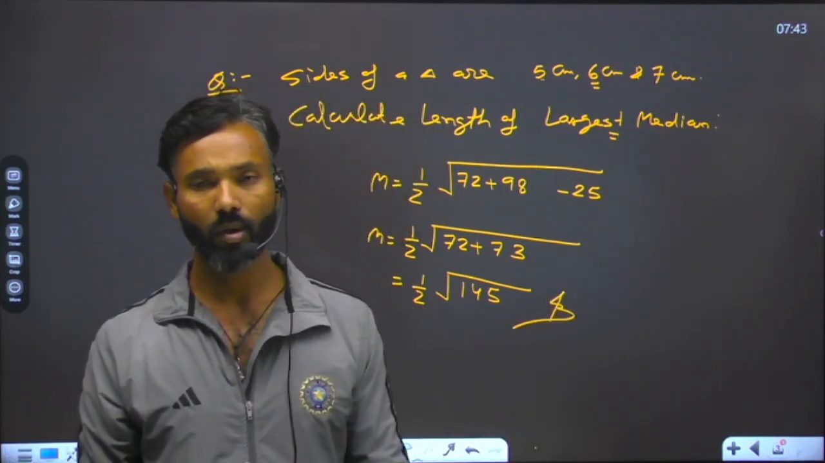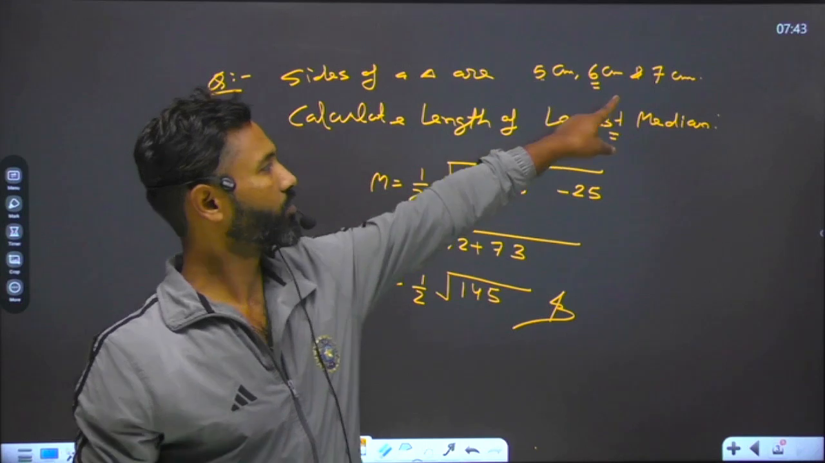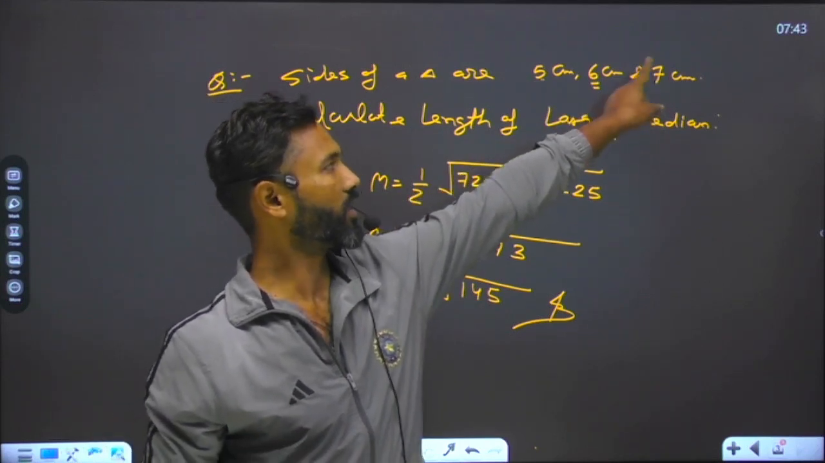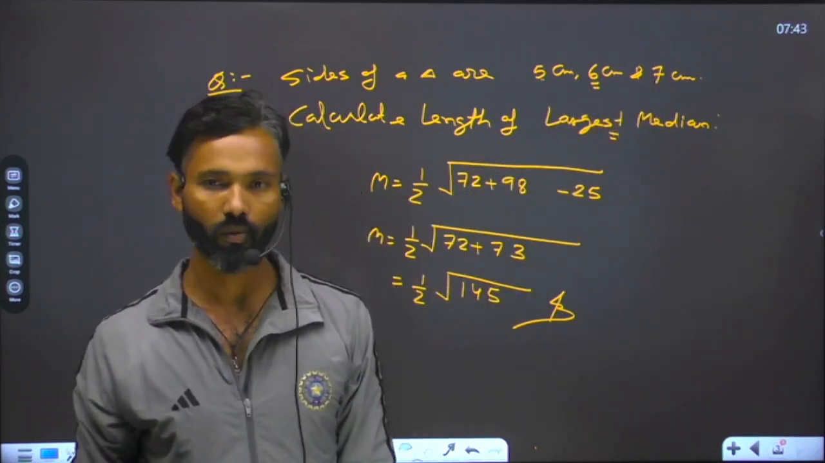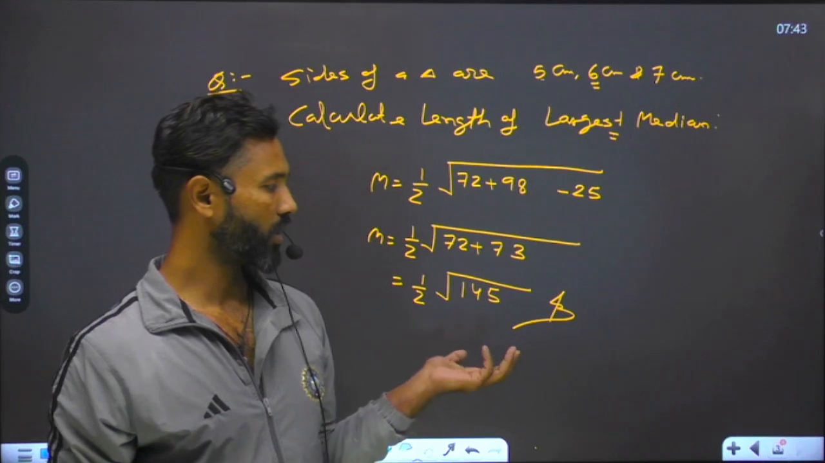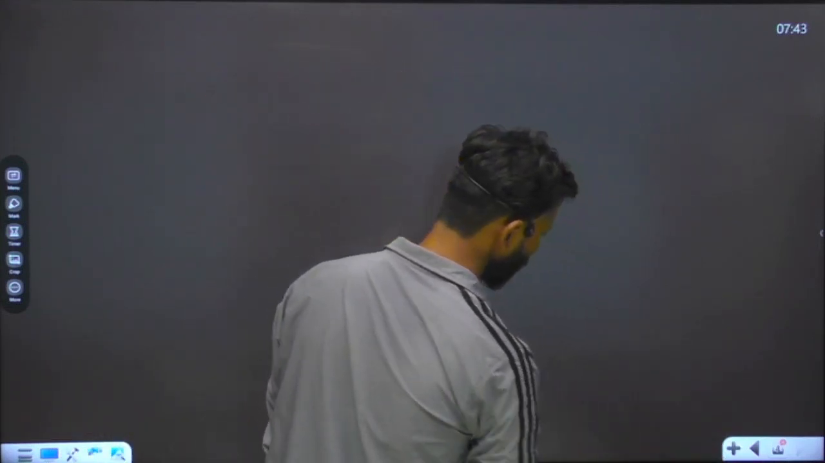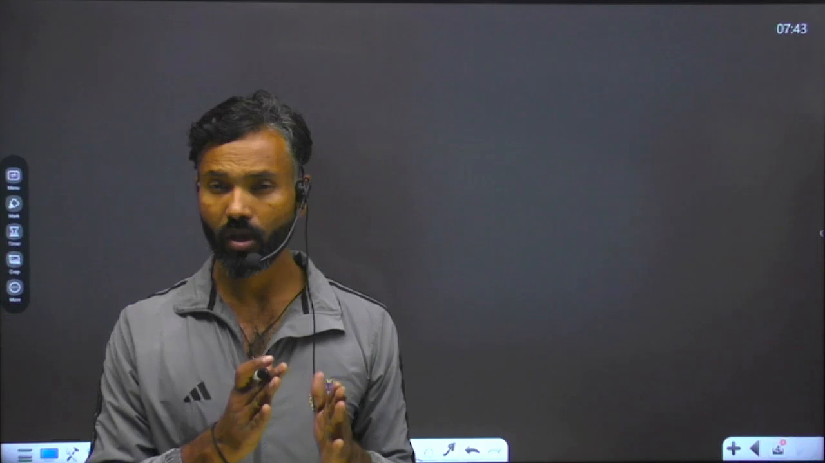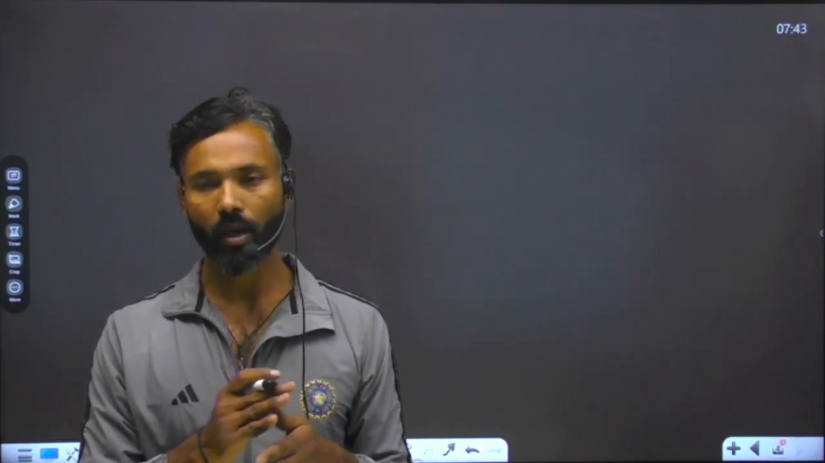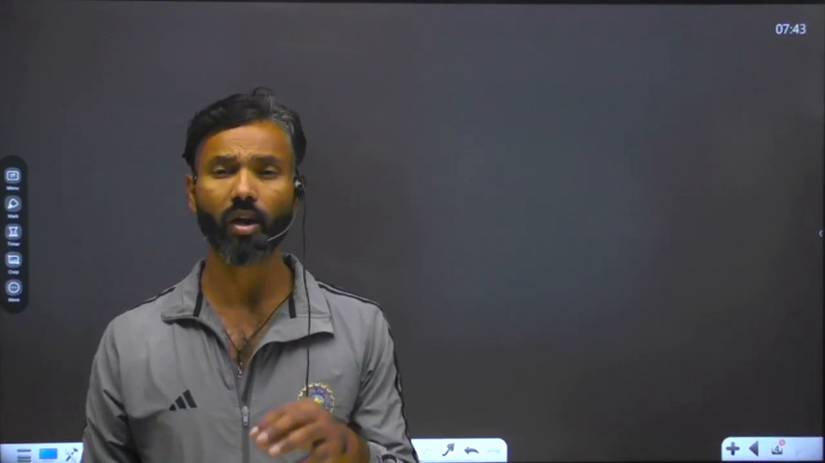If the examiner was going to ask us about the length of the shortest median, what will we do? We will subtract the square of the largest side, 7 square we will subtract. Understand that? I think you have understood this concept very easily. Now we will discuss a few more things over here. The formula we discussed for the calculation of the length is applicable on all kinds of triangles. Now we will discuss a unique formula just for the right angle triangle.